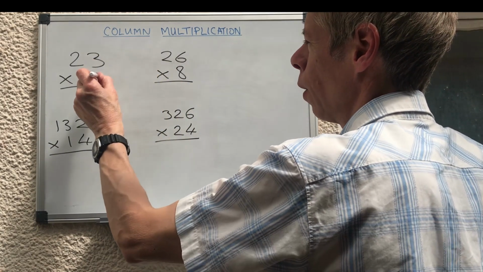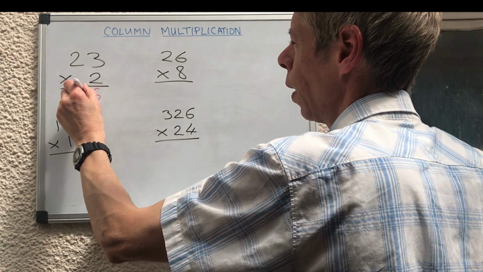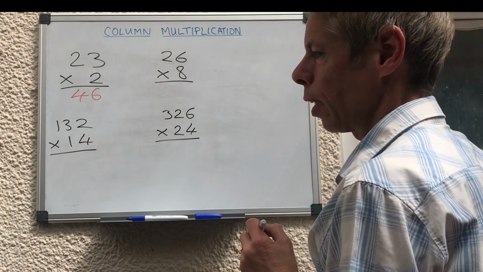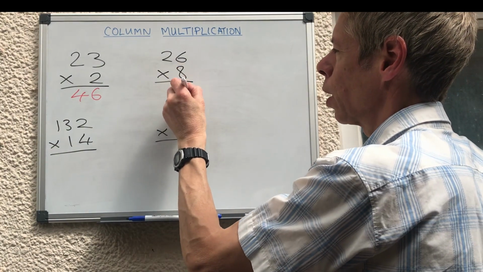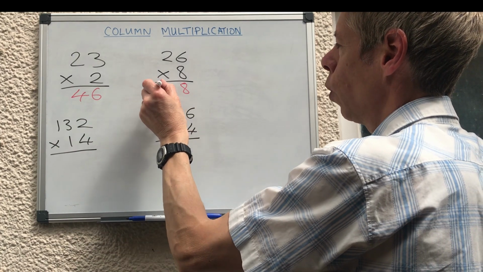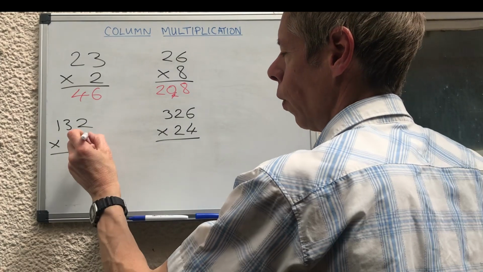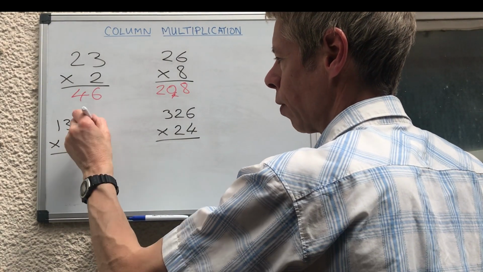So first question, let's go through it. 2 times 3 is 6, 2 times 2 is 4, so the answer is 46. Second question, 8 times 6 is 48, 8 times 2 is 16, add the 4 makes 20, so the answer is 208.